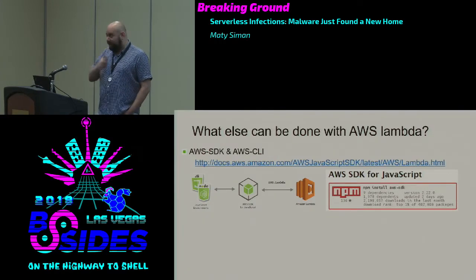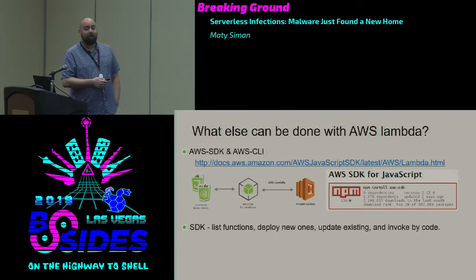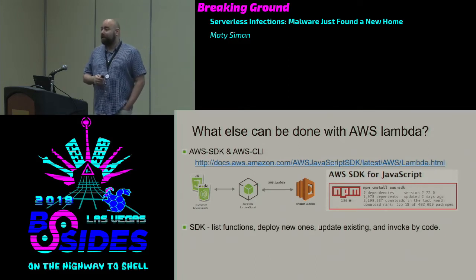What else can be done? This was fun, but it's not enough. So we went back to documentation, and we saw that AWS Lambda really wants to help you. Including the functions that you created and deployed, you have the full spectrum of AWS SDK and AWS CLI, which is excellent. You have the ability to list functions and to deploy new ones, to update existing, and everything can be invoked by code. This is really, really powerful.